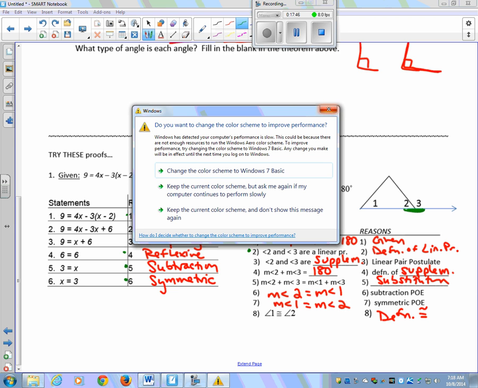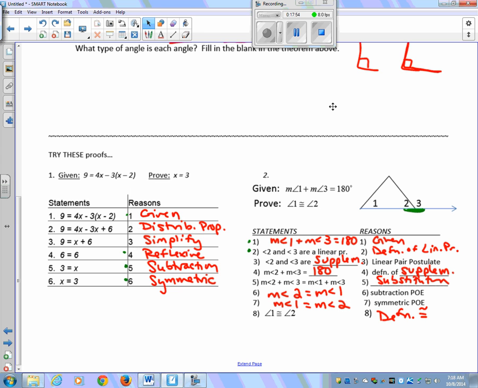Angle 2 and 3 are supplementary, therefore, because we know that if two angles are a linear pair, then they're supplementary by the linear pair postulate. Then we can say, well, since they're supplementary, angle 2 and 3 are 180 by definition of supplementary. Now we have this step 4 and this step 1 where we have two things both equal to 180 degrees. And remember we said anytime two things are equal to the same amount, you can set them equal to each other by substitution.